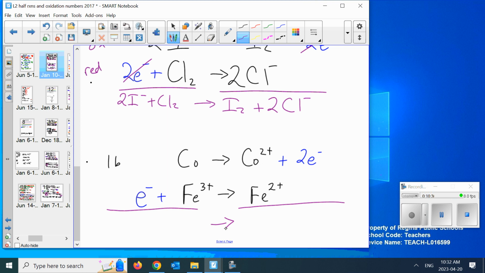Incidentally, it wasn't asked, but I will practice OIL RIG. The first half reaction is cobalt going to cobalt 2 plus plus 2 electrons. 2 electrons are being thrown out. They're leaving the system. So I say OIL RIG, oxidation is leaving, or losing electrons. So this is oxidation. This has to be reduction, but why? Because we're adding electrons. Reduction is gaining or adding electrons.